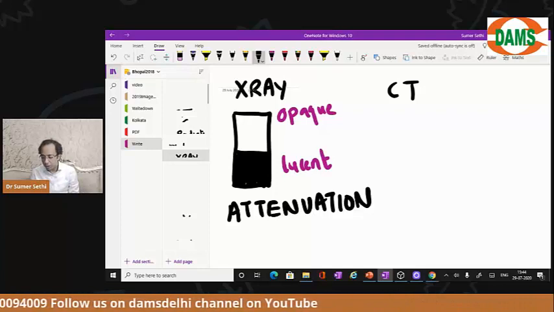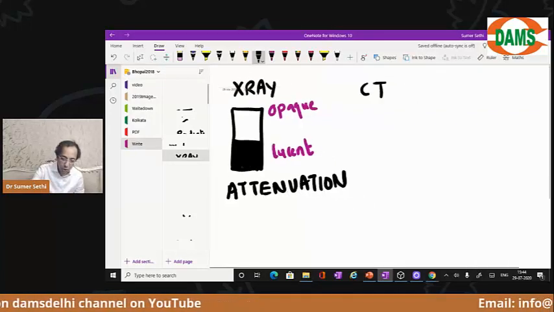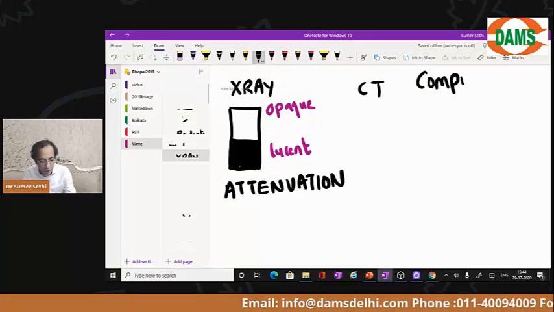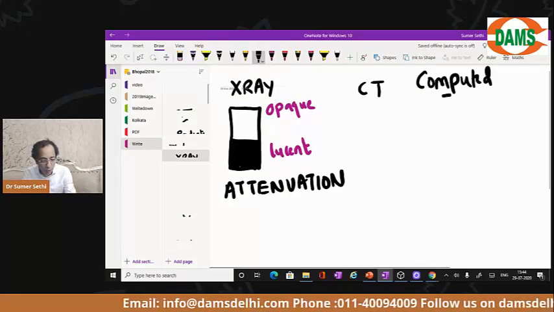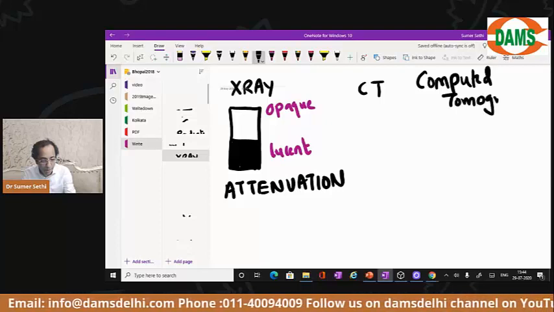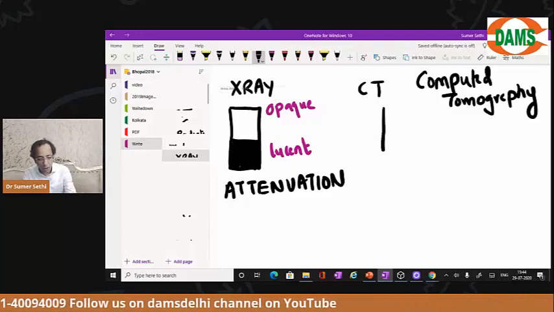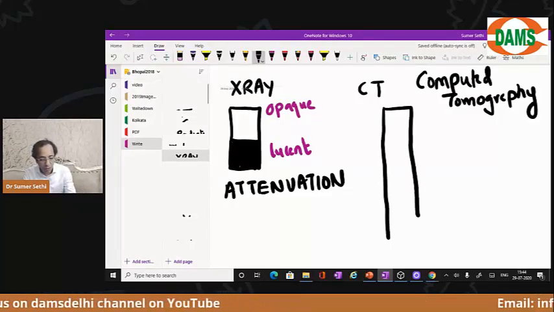Are you clear? Okay. Now once you're clear, what is a CT scan? The word CT scan stands for computed tomography. That means it is using a computer. So on a computer screen, we have colors like this.